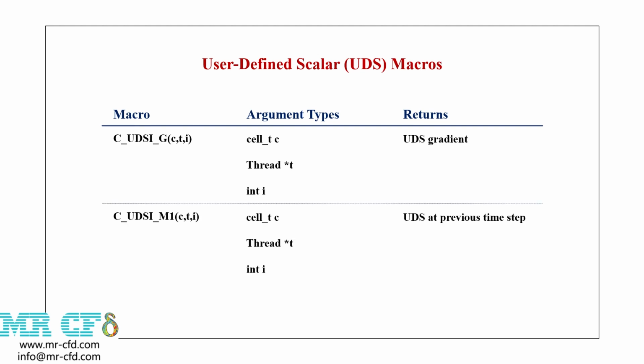Furthermore, the C_UDSI_G macro is used for the gradient of the desired UDS, and the C_UDSI_M1 macro is used for the value of the desired UDS at a previous time step. Similarly, these macros consist of three arguments.